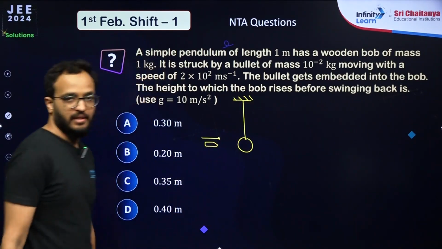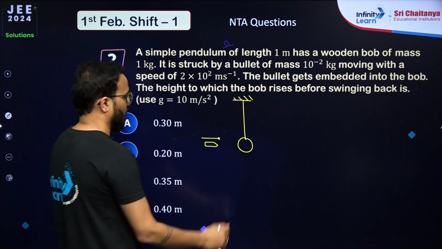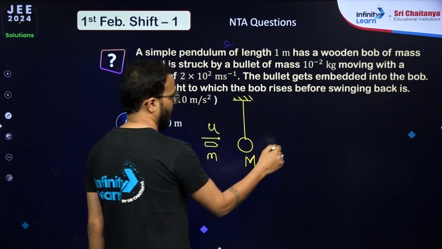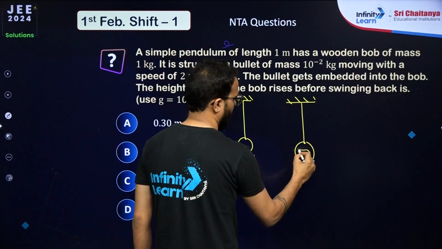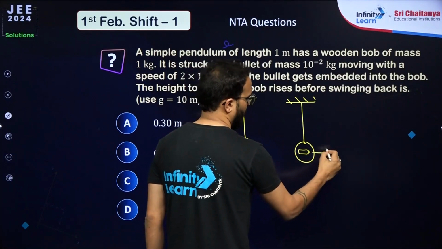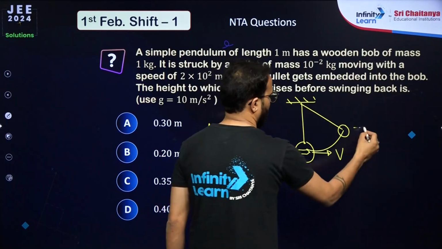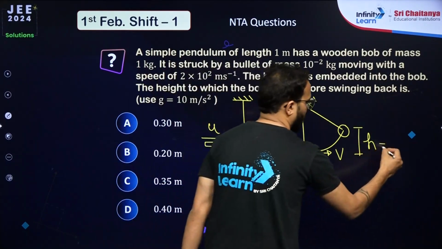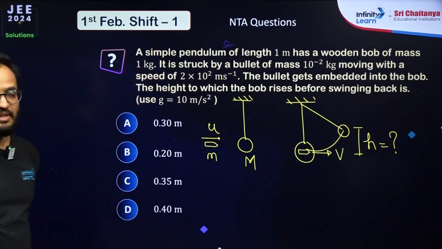A bullet is coming like this. It hits and gets embedded in it, right? So this is capital M, this is a small m, this is a small u, and after collision what will happen? Once the bullet is inside it, it goes with V and will go to a certain height h, right? So they have asked us to find out this h. I guess that is what the question is, right?